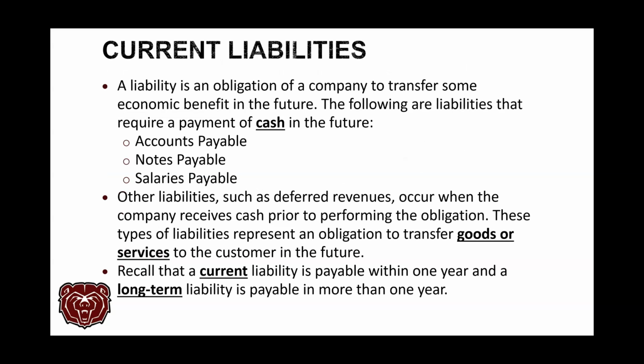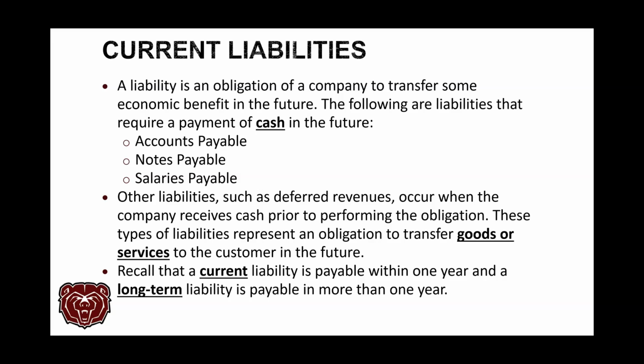Okay, so here's just a quick review of current liabilities. Let's talk about what a liability is. Well, a liability is simply an obligation for our company. We owe somebody something. Sometimes that obligation is that we owe somebody cash. We've got to pay them cash at some point in the future. That's going to be things like accounts payable, notes payable, salaries payable, right? But we have other types of liabilities like deferred revenue, where we don't owe somebody cash. We owe them the performance of an obligation, right? We owe them a service. We've got to paint their house.